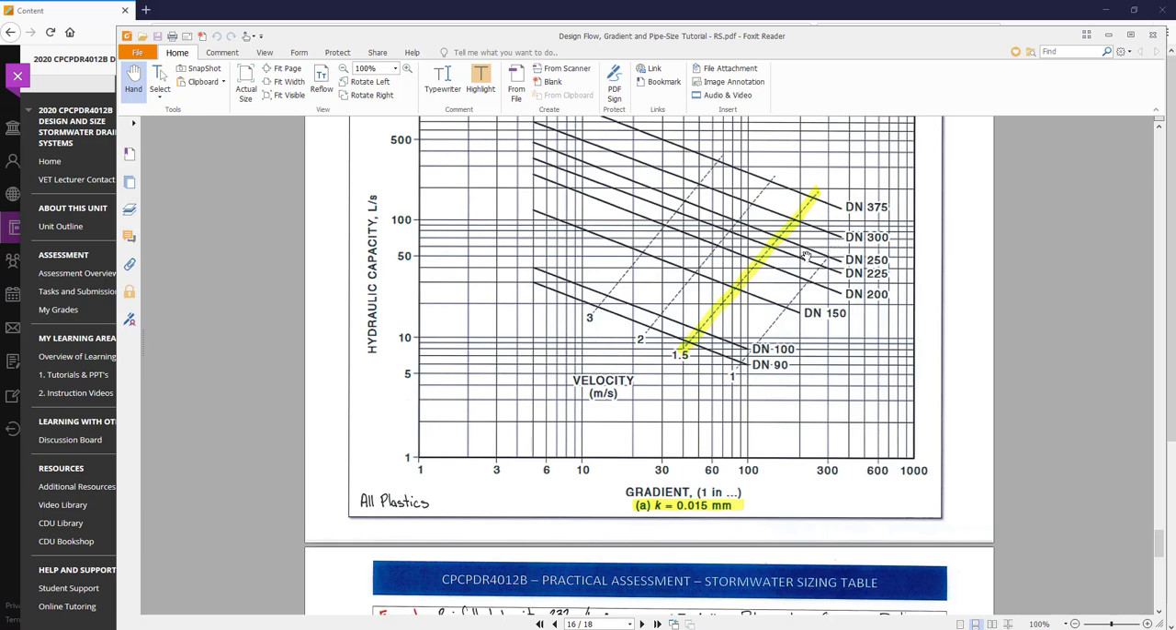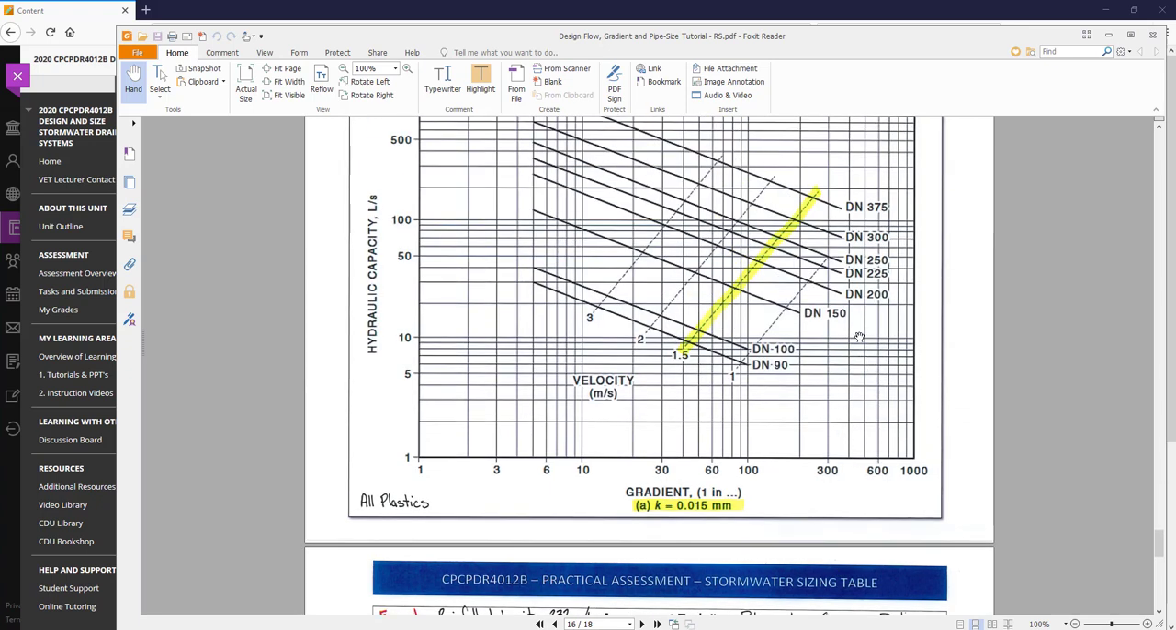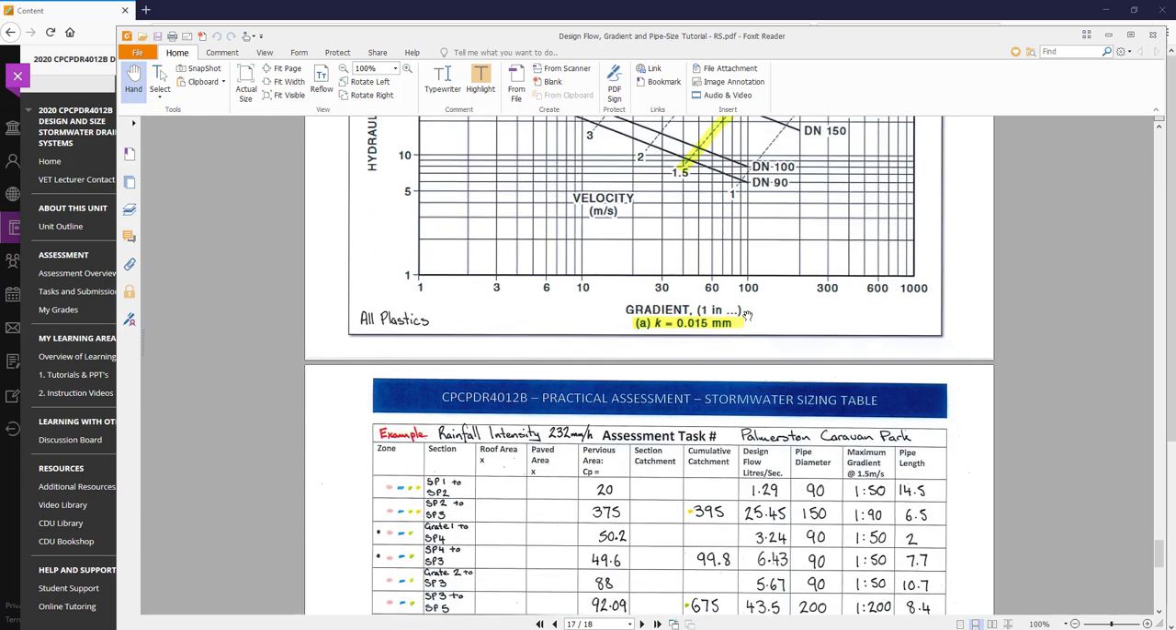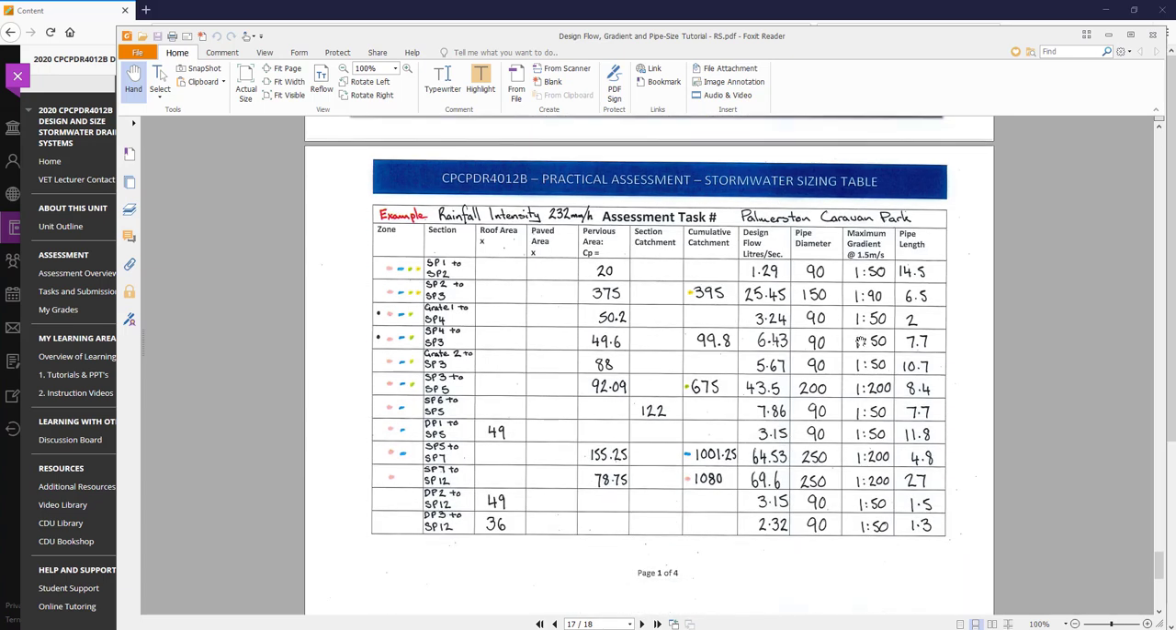I've got my hand on it there. 250, and the grade is 1:200. That's this one here. So what have we got? 200, 1:200. So hopefully you can see how we did that. So you've got your design flow down the left and your grade in the right, and then where the two meet, so long as it's below the 1.5 velocity or meters per second, that will give you the size of the pipe you need for that section. That's one of the hardest things to grasp with all of this, but once you get it, you'll be right. So, and that's how you fill out your list of what needs to be done.